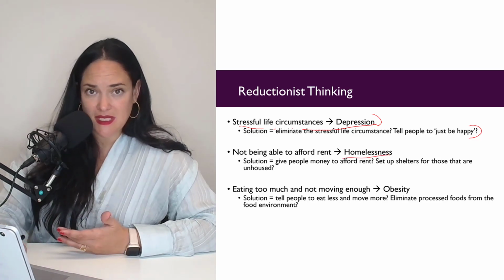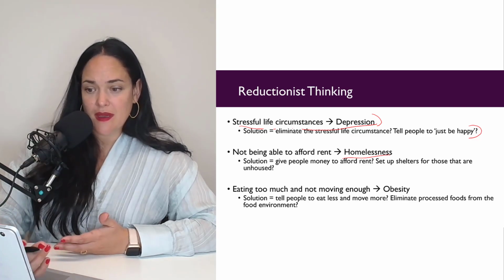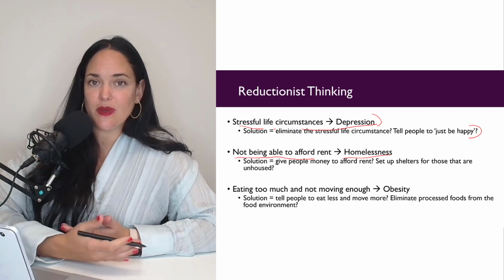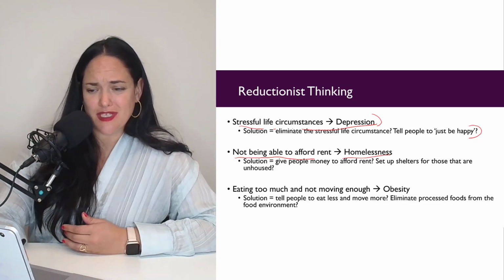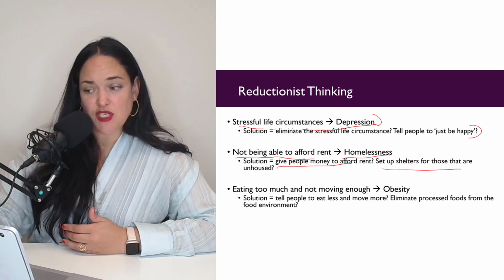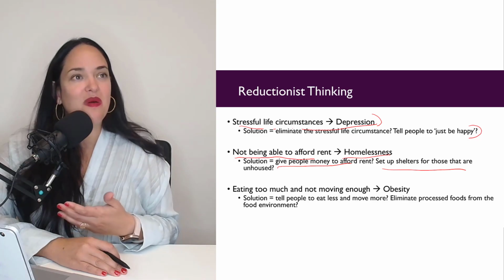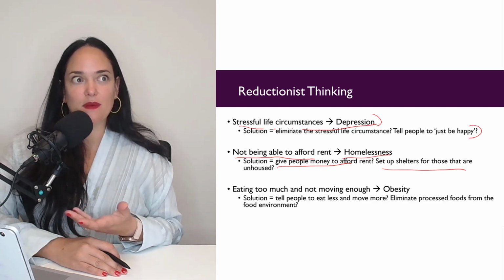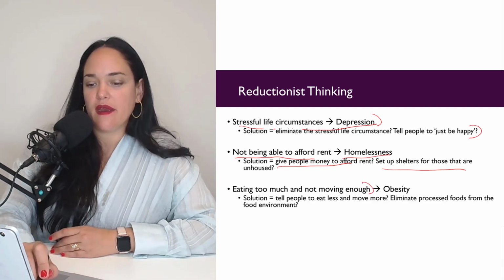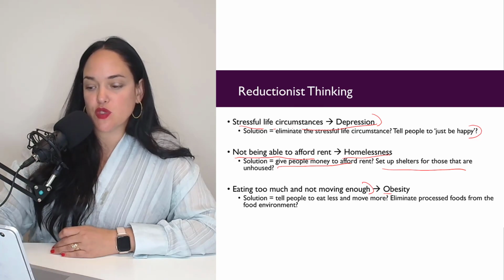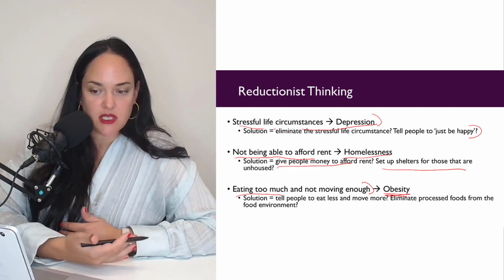The solution to homelessness, for those experiencing homelessness who are unhoused, is not simple either, right? It's not as easy as, oh, you can't afford rent, so that's what leads to being unhoused. So what, do we just give people money to afford rent? We just set up shelters and that's going to eliminate the issue of individuals being unhoused? It's way more complex than that. And it really depends on the individual, what's going on, right? And like the example I gave earlier, another thing we often reduce obesity to is usually just eating too much and not moving enough.